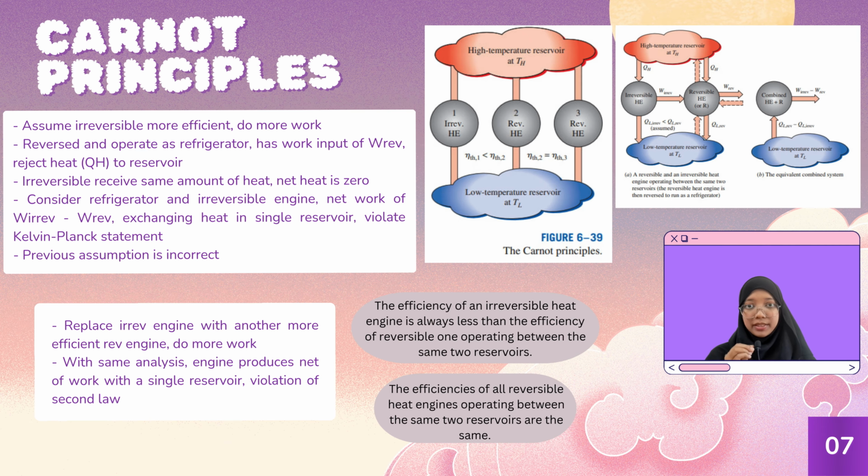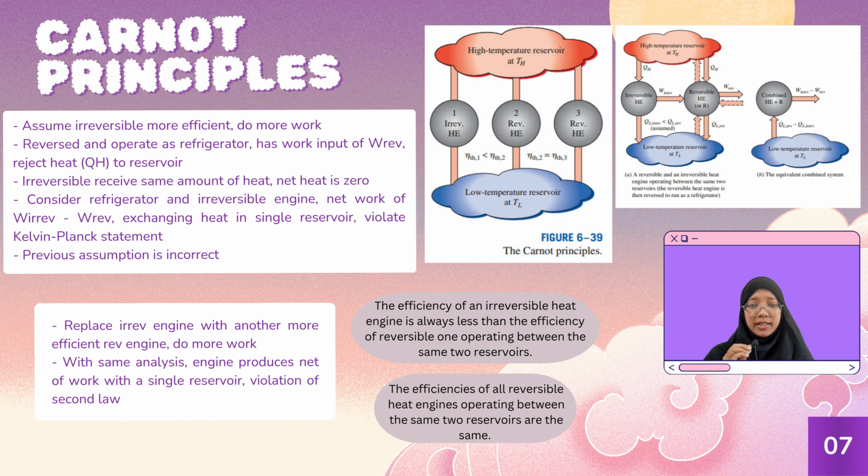Now for the principles. The statements can be proved. Any violation against them would violate the second law of thermodynamics. Assuming an irreversible heat engine is more efficient, doing more work, the reversible engine is reversed and operated as a refrigerator, which has no input of work from the irreversible engine and rejects heat to the reservoir. The irreversible engine receives the same amount of heat, so the net heat is zero. Now consider the net work, irreversible work minus reversible work, while exchanging heat with a single reservoir, which violates the Kelvin-Planck statement. Thus, the previous assumption is incorrect and the principle is proven.